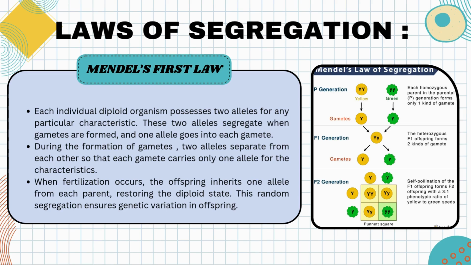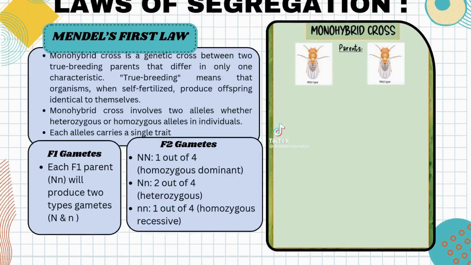Secondly, this separation of alleles during gamete formation is completely random. Each gamete receives just one allele for a given characteristic, ensuring genetic variation. And thirdly, during fertilization, the offspring inherits one allele from each parent. This recombination restores the diploid state and leads to a unique combination of traits in the new individuals. This random segregation is crucial for genetic diversity, so we can see it in the population.